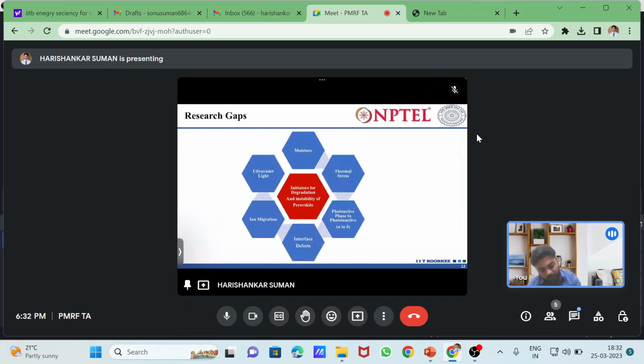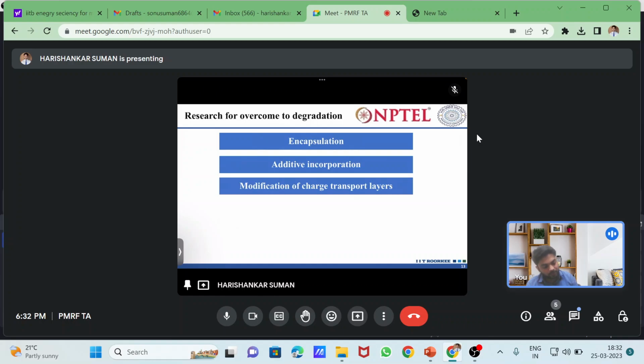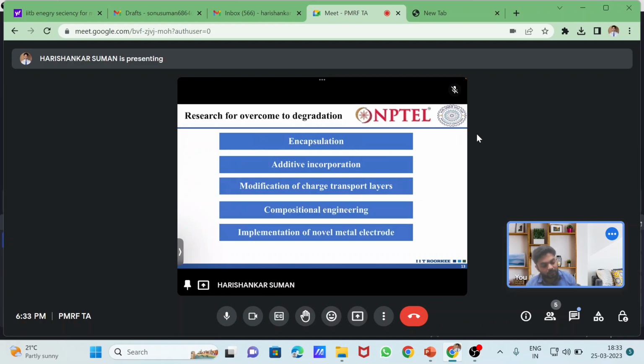So there are the research efforts for perovskite we already discussed, to overcome the degradation issue. First is encapsulation. Another strategy is additive incorporation, modification of charge transport layer, compositional engineering, implementation of novel metal electrodes, and dimension engineering. So many research efforts are going on like that.